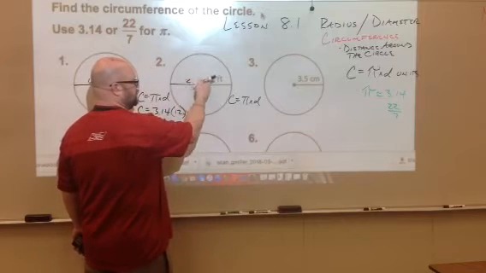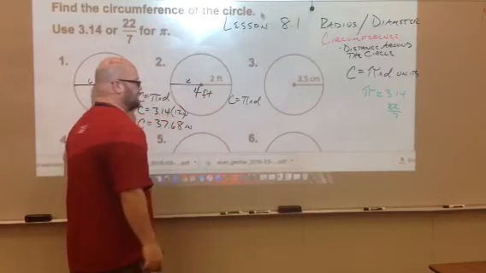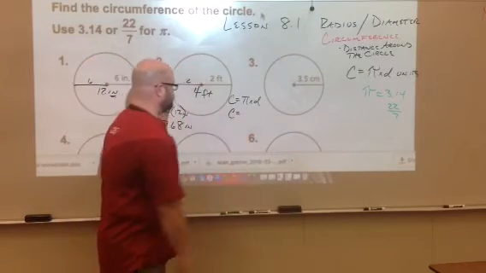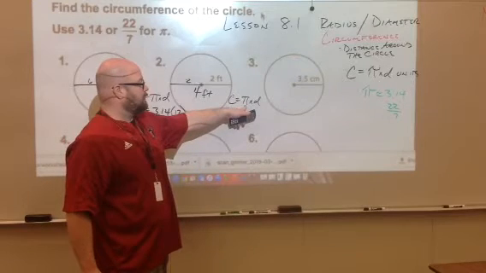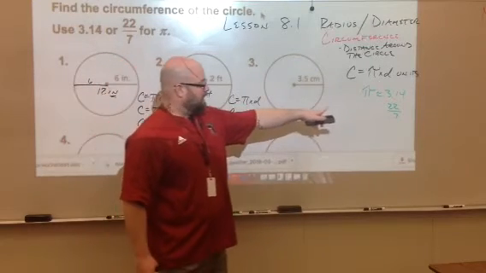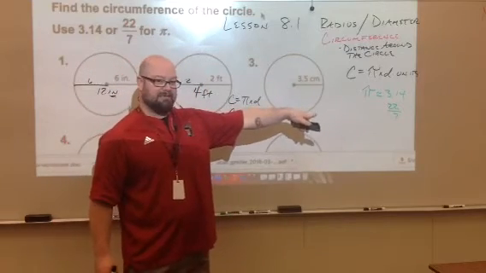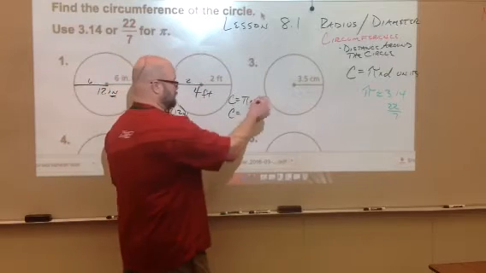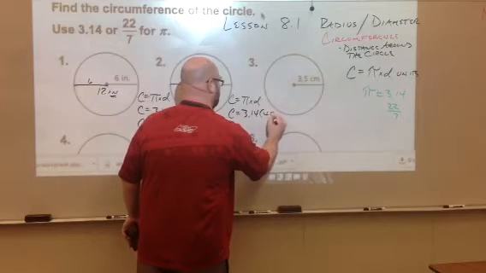So if that's 2, the other side's 2. So we add them up, and we get 4 feet. Now, C equals, so now we need to figure out which number we're going to use for pi. Is 4 a multiple of 7? Does 7 times anything give me 4? No. So we're going to use 3.14 times 4 feet.